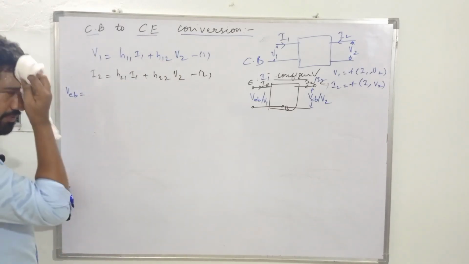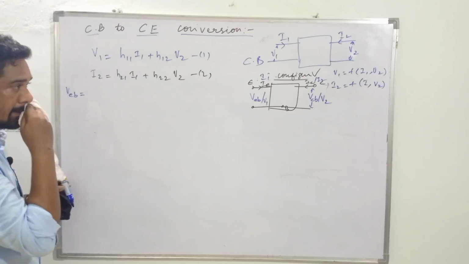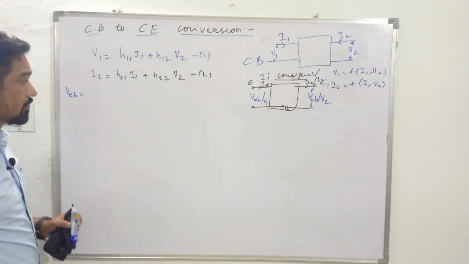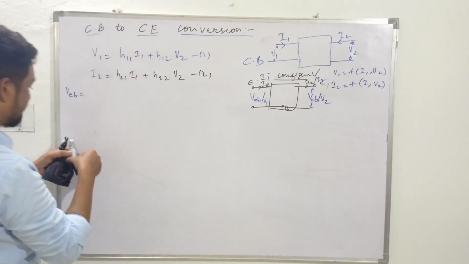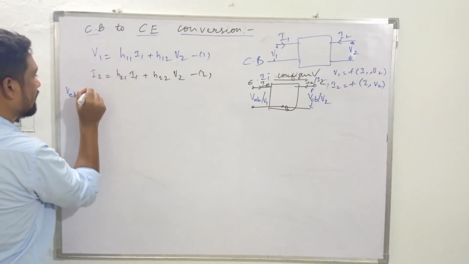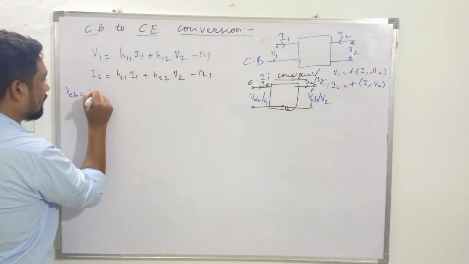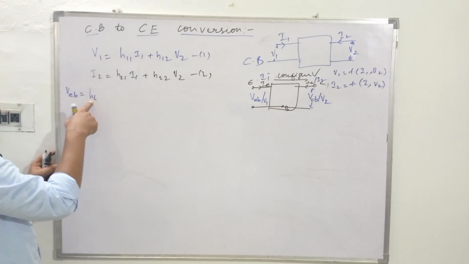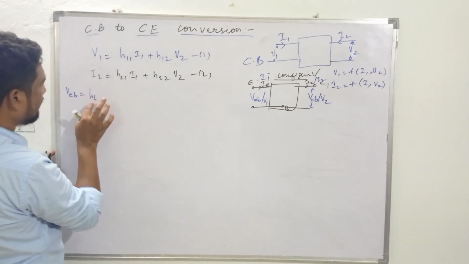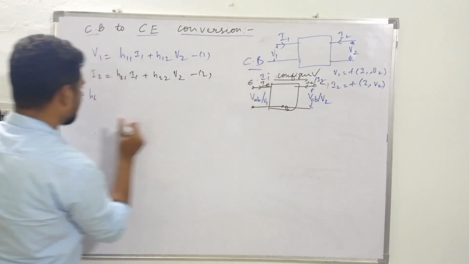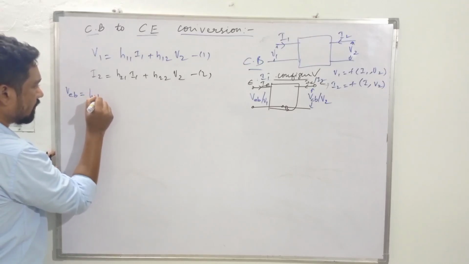I have done a video previously on H parameters analysis. I'll provide you the link. So go through that, so then you can see how this H11 comes, how this HI comes over here. All right, and we are talking about common base, so the suffix will be HIB over here.